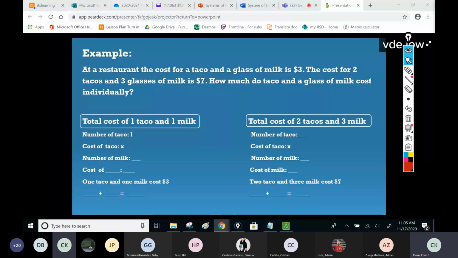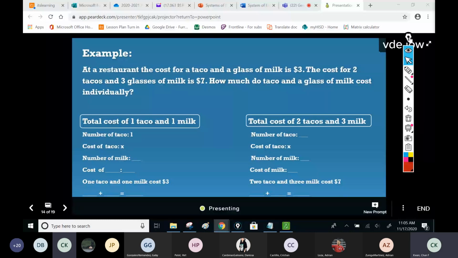All right, let's do one more example, before I let you guys give it a try. I'll give you guys half a minute. Let's read this problem real fast.